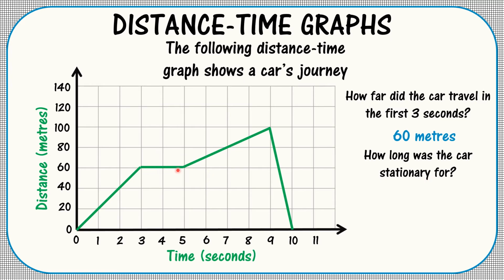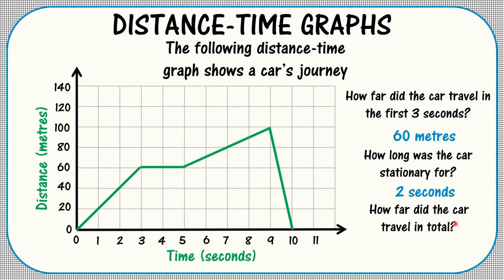Another type of question, how long was the car stationary for? So we know that this horizontal line indicates that the car was stationary. We can see that it was stationary from 3 seconds up until 5 seconds, and the difference between 3 seconds and 5 seconds is 2 seconds. So the car was stationary for 2 seconds.